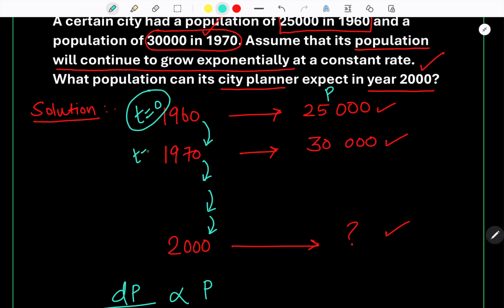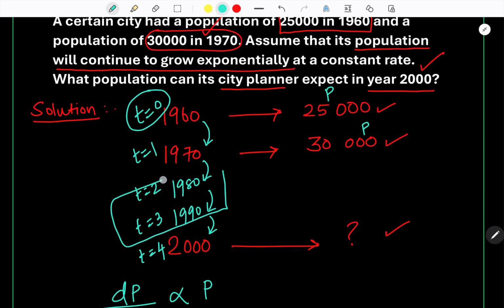So 1970, t is equal to 1. The population will be 30,000. At t is equal to 2, it will be 1980, and t is equal to 3 is 1990, and t is equal to 4 is 2000. But these two data they didn't give and they didn't ask you either. They just directly ask what will be your population in the year 2000.